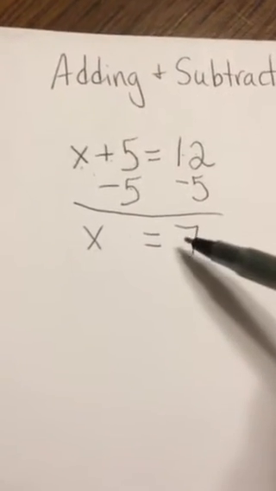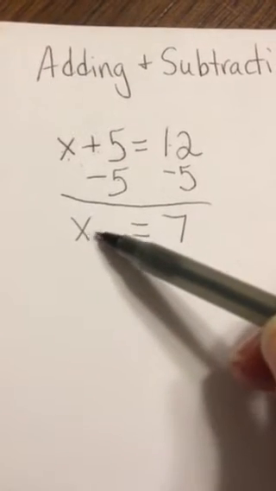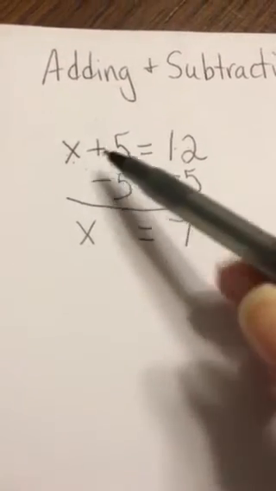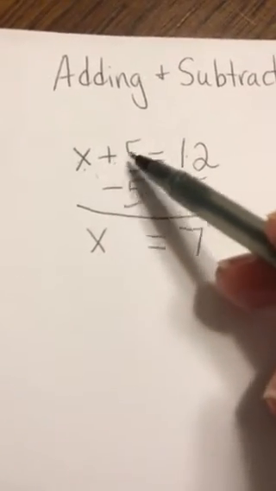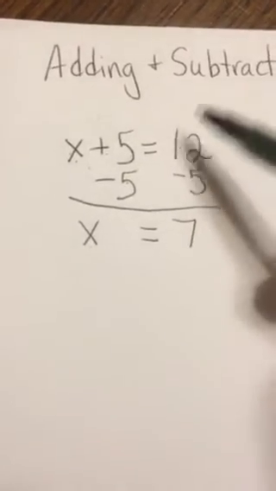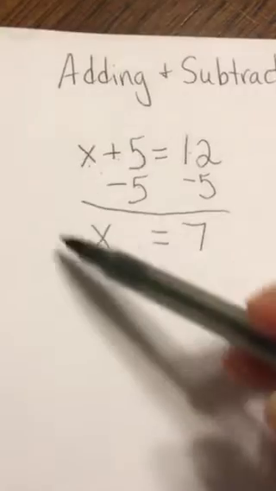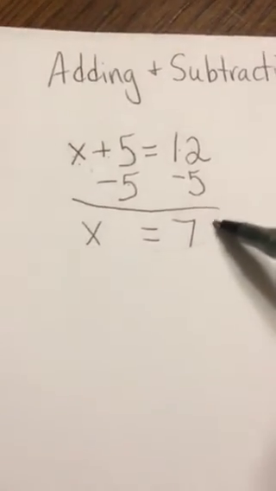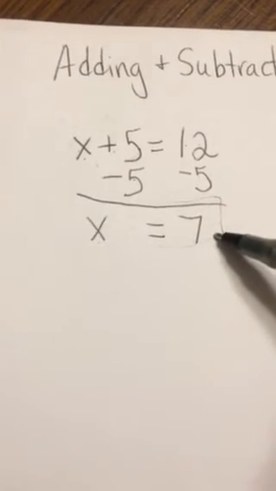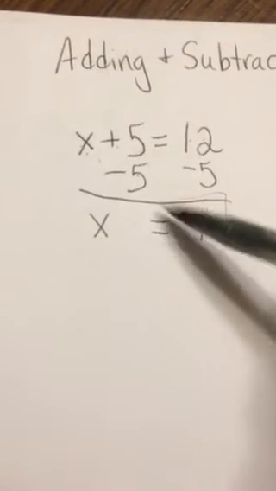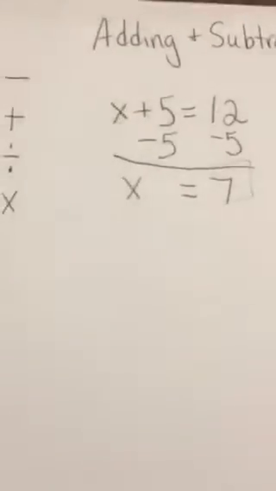So let's go back. Let's substitute my x for 7. So if I plugged in 7 here, I would get 7 plus 5 equals 12. Is that correct? Yeah. So this is how we solve for that variable. This is the solution. X equals 7. When we plug it into this equation, it makes it true. Let's do another one.